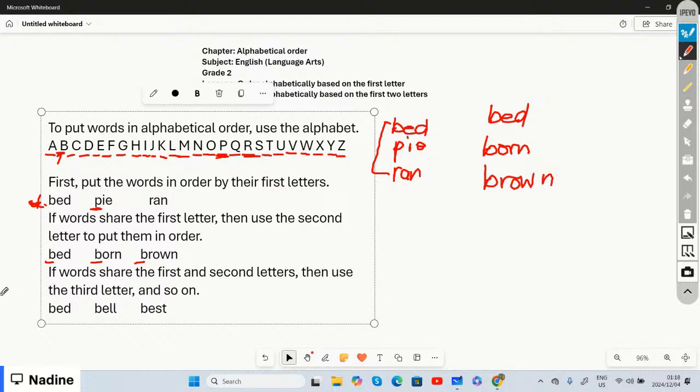And here we have an example where, if we look at the three words, it is bed, bell, best. So all the first letters of those words start with a B. Which means that we look at the second letter. But now the second letters are also the same. It starts with an E, all three of them. Then it means that we need to look at the third letter, which is D for bed, L for bell, and S for best.